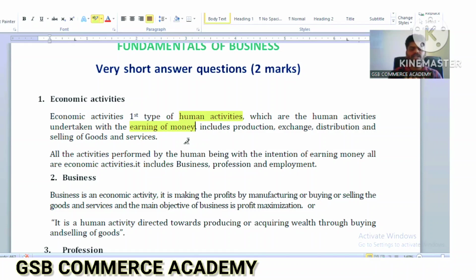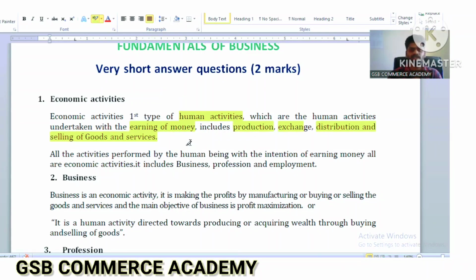Economic activities are human activities related to money. These include, for example, production, exchange, and distribution of goods and services. Exchanging and producing goods and services incurs some expenses, which are money related. The distribution of goods and services from one place to another also incurs expenses.